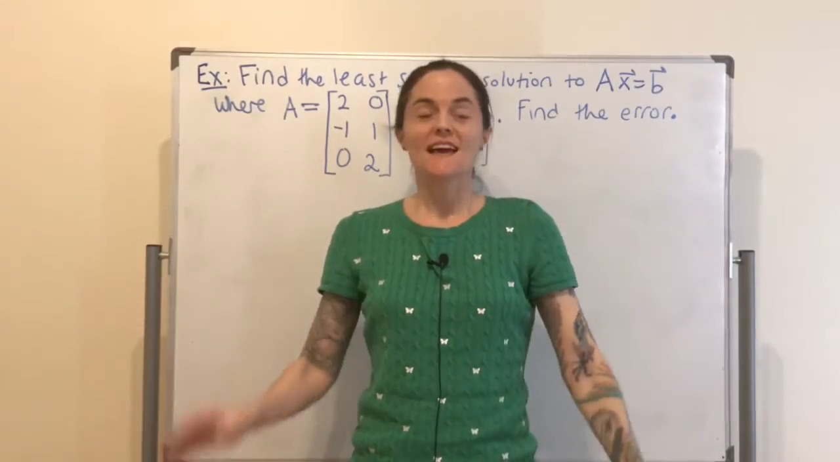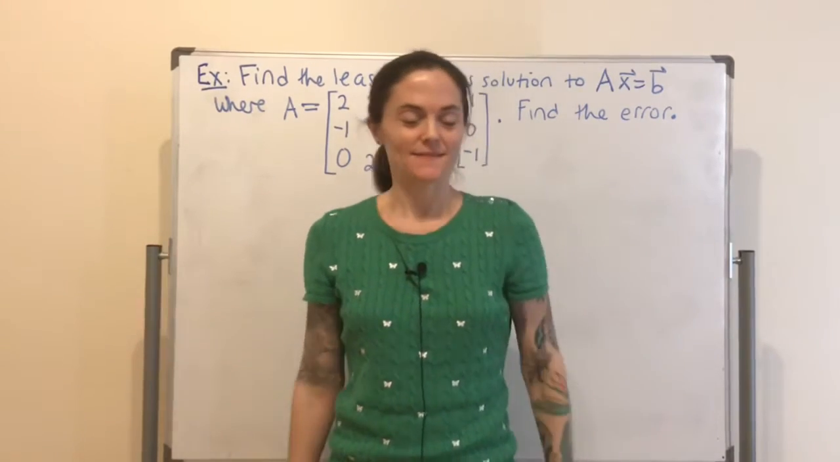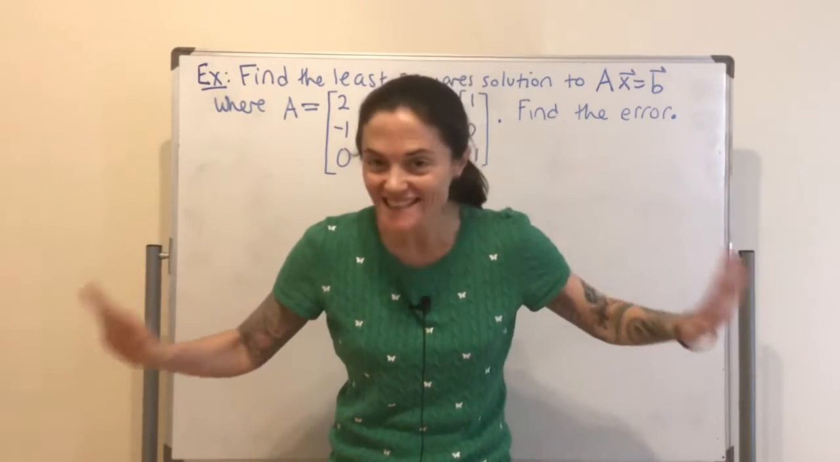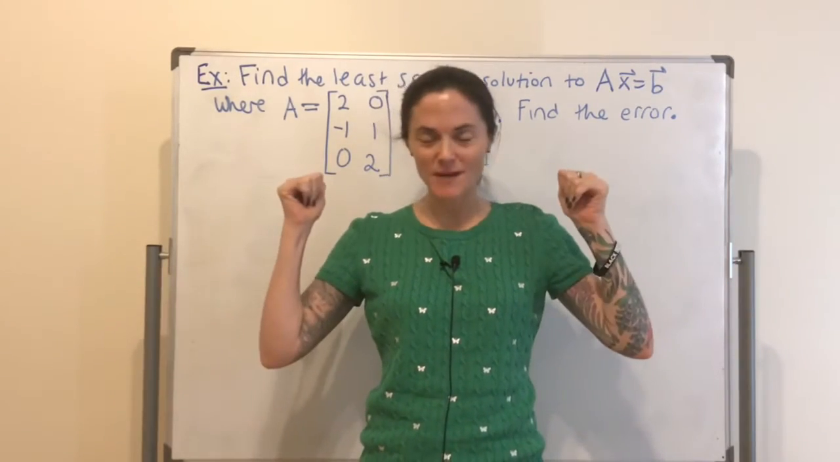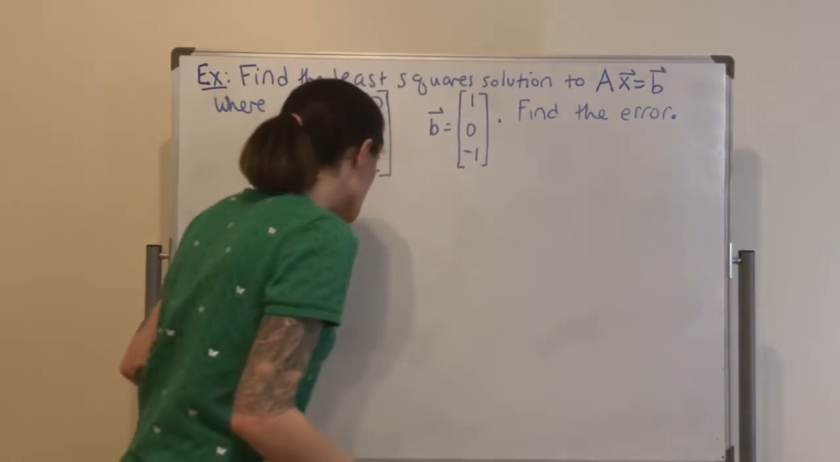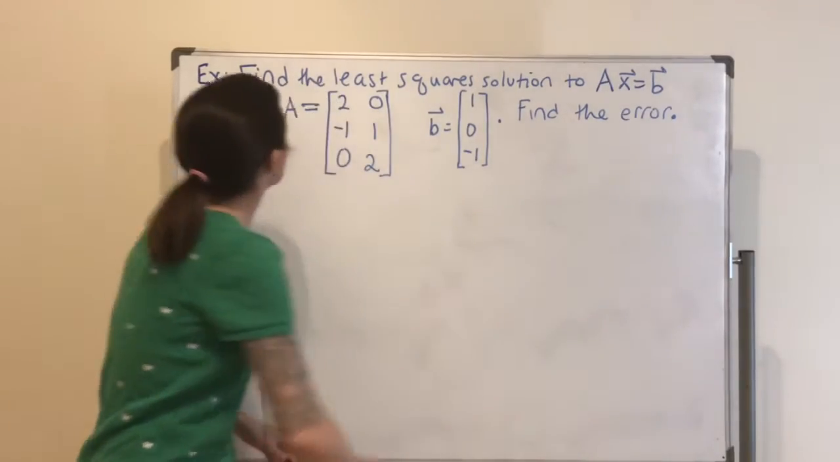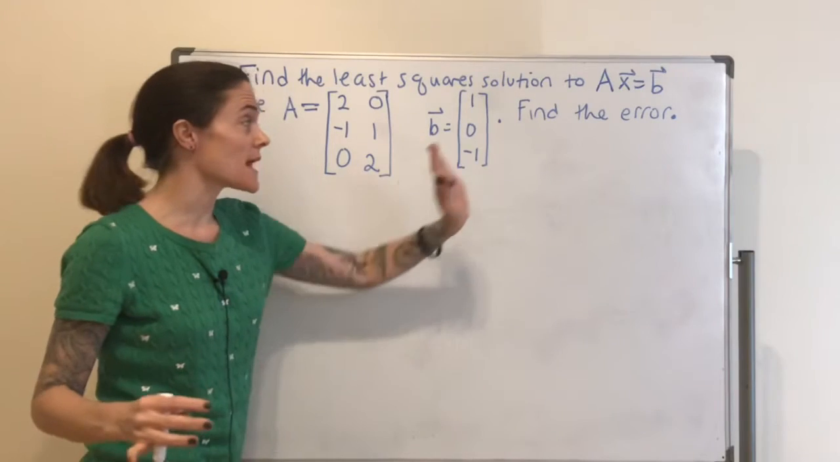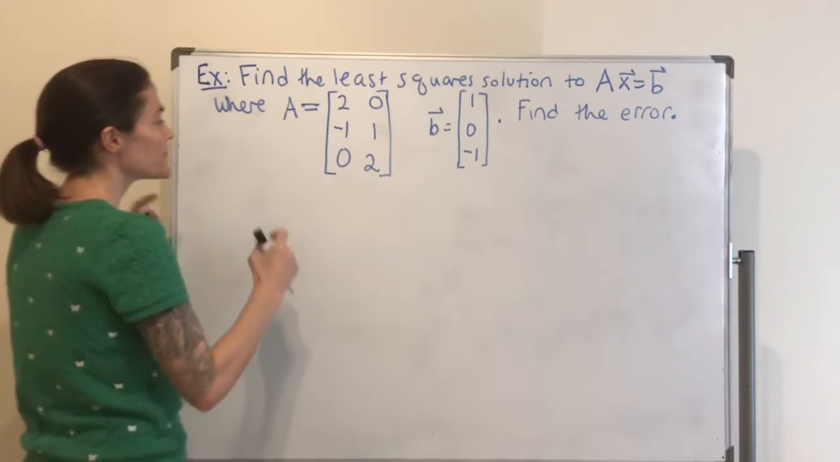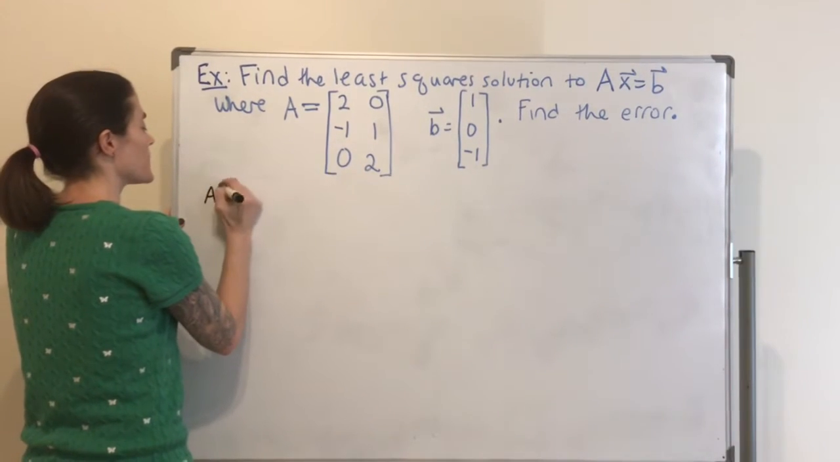Now that we understand why this works and how it's related to the material we have talked about already in this chapter, we're going to go back to a few examples. Here's the first one. Okay, we have A, we have B, find the least squares solution, and then we will find the error. So let's just start computing.